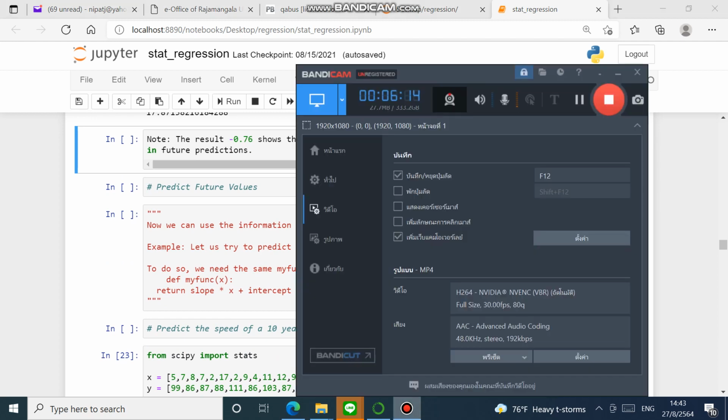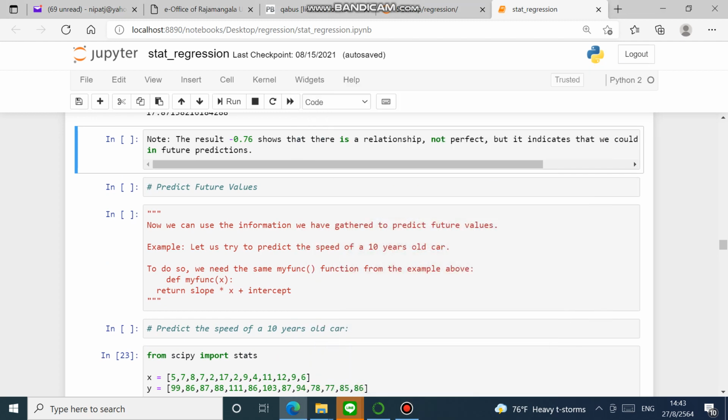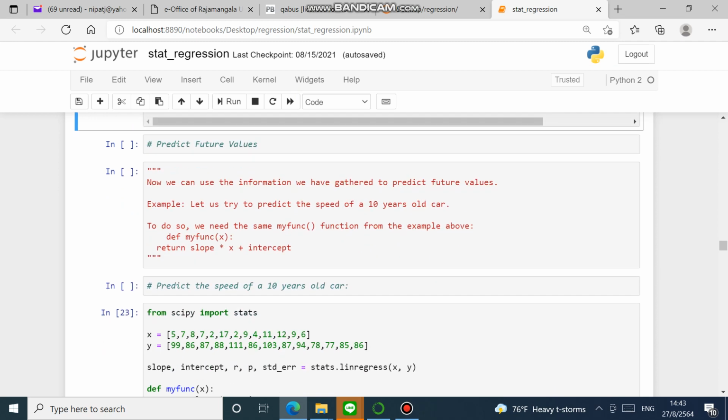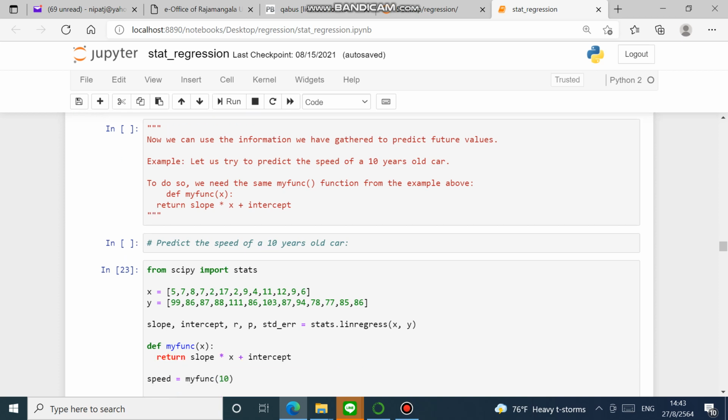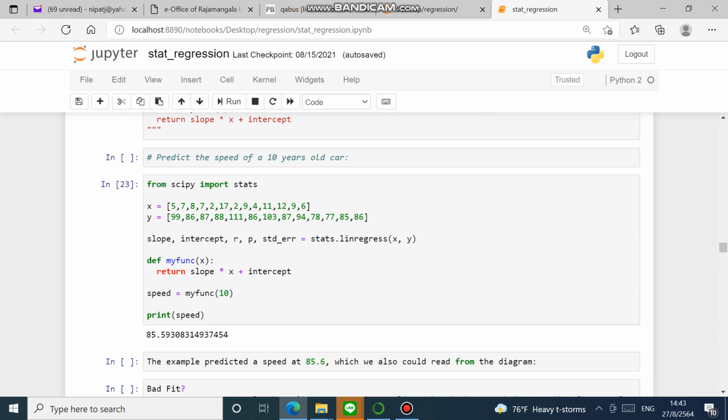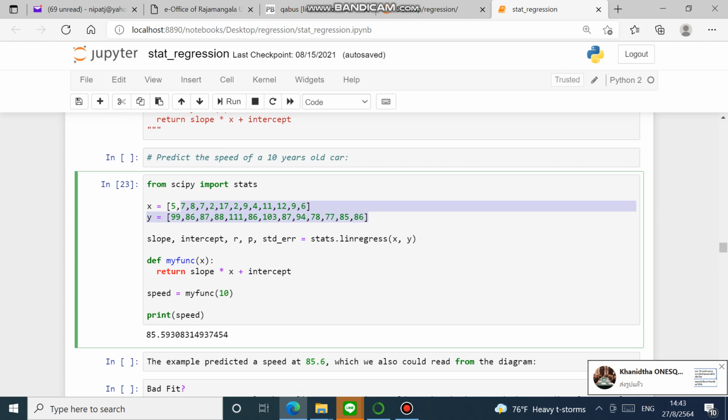So, predict future values. We use the information we have gathered to predict future values. Let us try to predict the speed of a 10-year-old car. We need the same function from the example above. This is another case. The speed of a 10-year-old car, so x is equal to 10. The predicted value is 85.759.